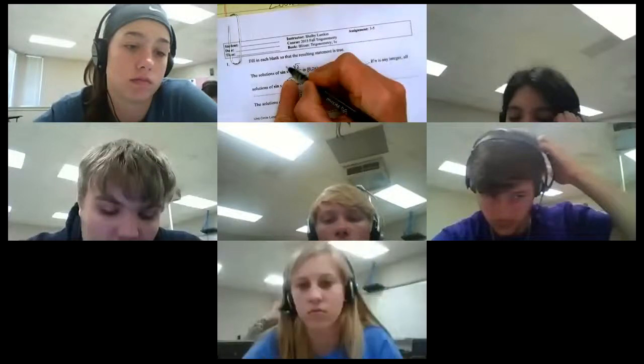Fill in each blank so that the resulting statement is true. The solutions of sine x equals square root of 2 over 2 from 0 to 2 pi are x equals pi over 4 and. Okay. This is the sine. Sine deals with y in the xy location. Don't let the x confuse you, it's like theta right there. So where is it the square root of 2 over 2? Well, let's look at our circle chart. There's one place where the y value is square root of 2 over 2. It's at pi over 4.